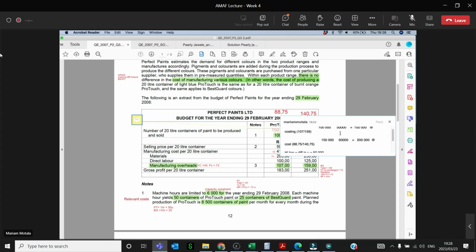So before I forget, let me just give you the total cost at 150,000 units, which is given to us in the budget as 18,650,000 rands. Okay. If you look at the total cost at the level of 200,000, you will find that you had to compute it: 150,000 times 88.75 plus 50,000 times 140.75.